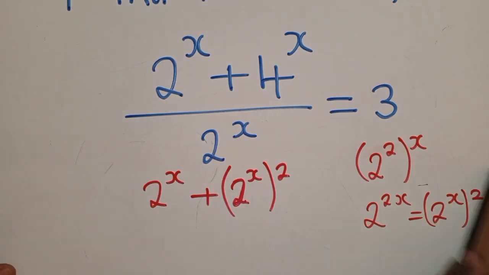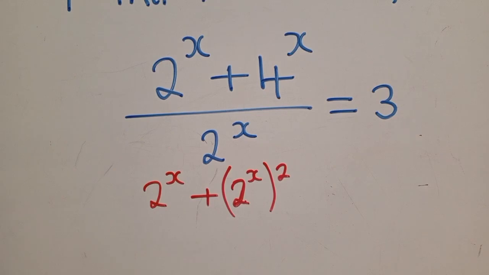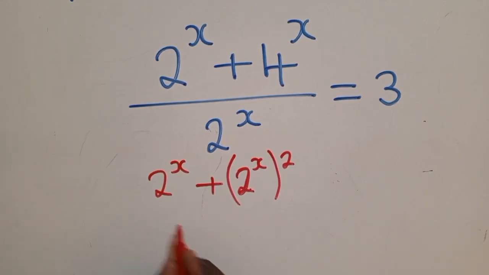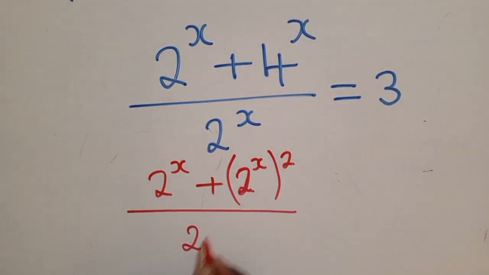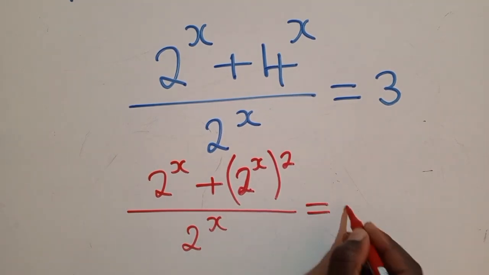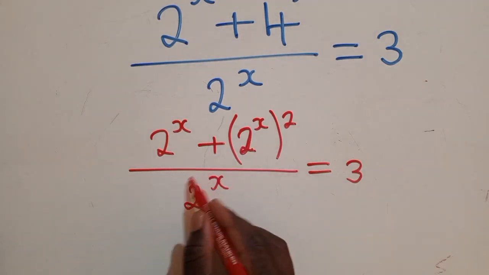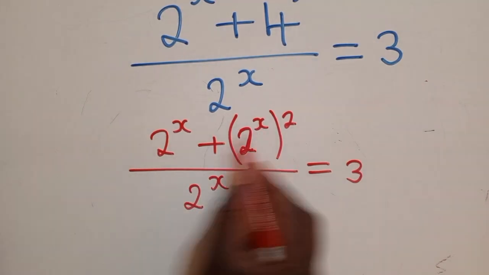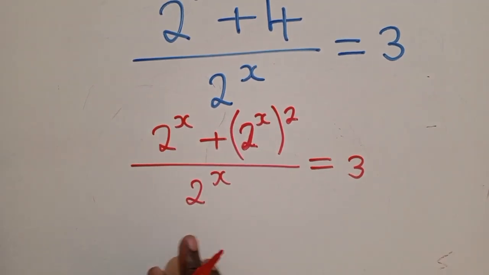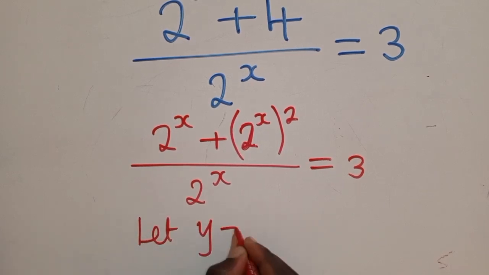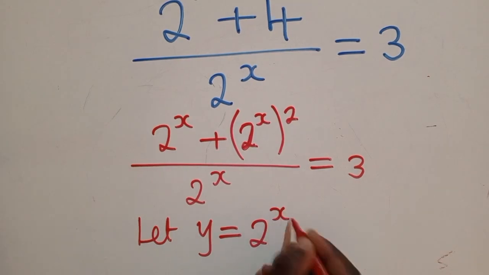So once you do that, you write the denominator the way it looks. So that's 2 power x is equal to 3. So after doing this, since we have got a common term, you can see here, here, and here, we can let it be equal to something, okay? So we shall say let y be equal to 2 power x.